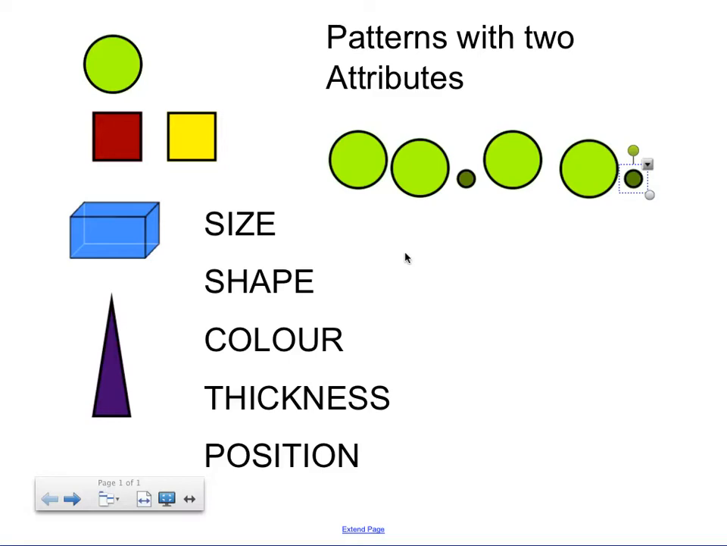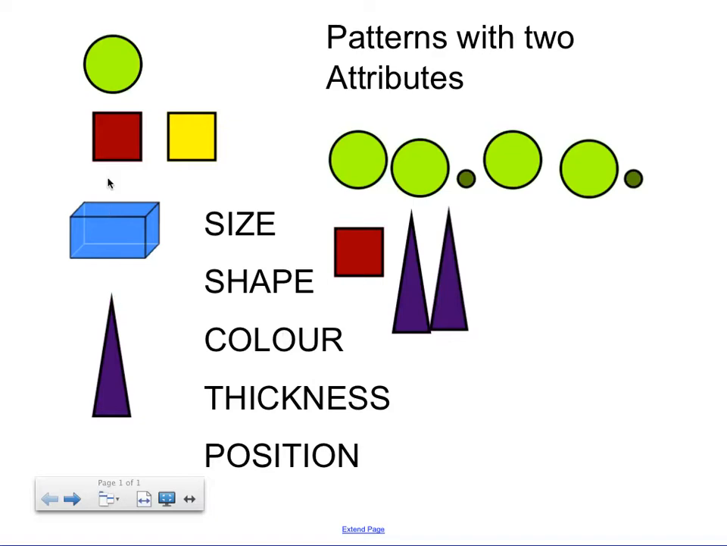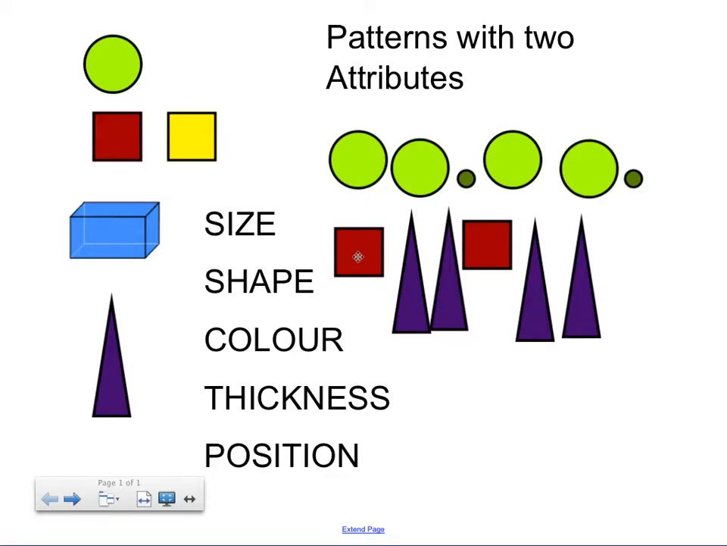Next, we can look at shape. So shape, I could simply do square, triangle, triangle, square, triangle, triangle. So here, my core pattern would be square, triangle, triangle, square, triangle, triangle.